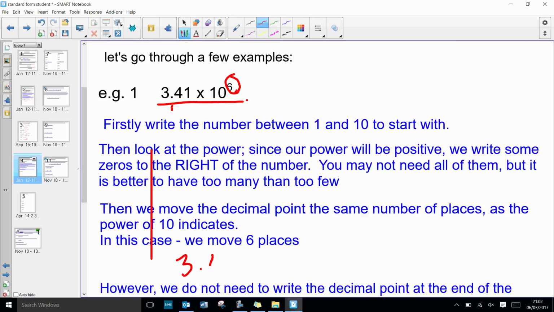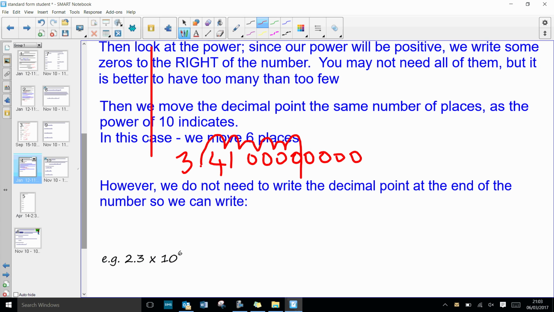So we know it's going to be moving to the right, so we're going to write 3.41, and we're going to write some zeros over here to the right because we're moving our decimal point that way. We then jump 6 places. 1, 2, 3, 4, 5, 6. I'm going to chop off my number there. So our final answer is 3, 4, 1, 0, 0, 0, 0. Okay, so we've just copied our number. We don't need to write the decimal point at the end. So it's just 3, 4, 1, 0, 0, 0, 0. Okay, the next one.